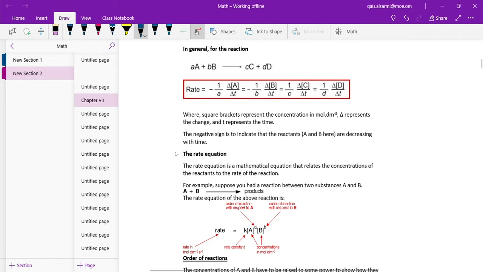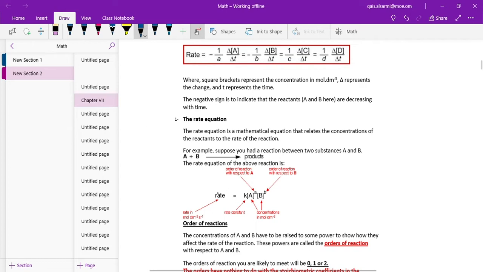So the rate equation of the above reaction is given by, this is the rate, equals k, a rate constant. You don't have to worry about k, it's a constant that doesn't change even when changing the concentrations of A and B. The only factor k depends on is temperature. And you don't have to worry about it, it will be either given or you can find it by simple mathematical calculations. Now [A] is the concentration of reactant A, and small a is the order of the reaction with respect to A.